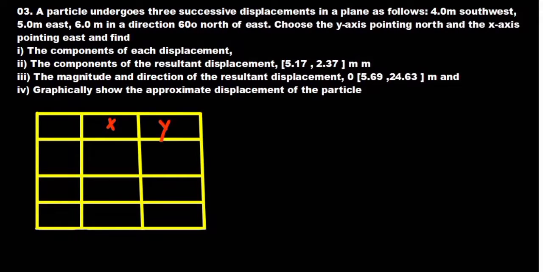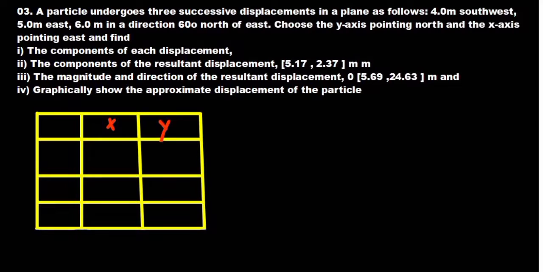Okay, we are on the third question now. A particle undergoes 3 successive displacements in a plane as follows: 4 meters southwest, 5 meters east, 6 meters in a direction 60 degrees north of east. Choose the y-axis pointing north and the x-axis pointing east, and find the components of each displacement. The second part, the components of the resultant displacement, the magnitude and direction of the resultant displacement, and graphically show the approximate displacement of the particle.